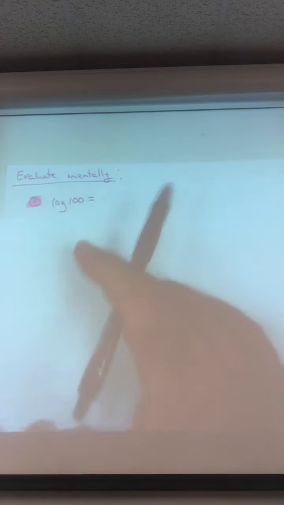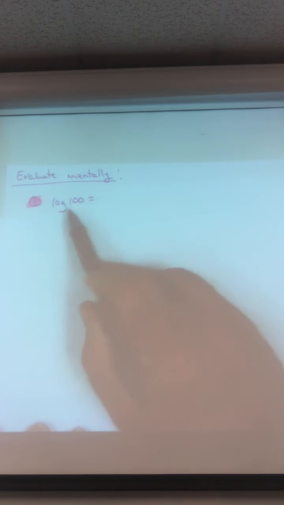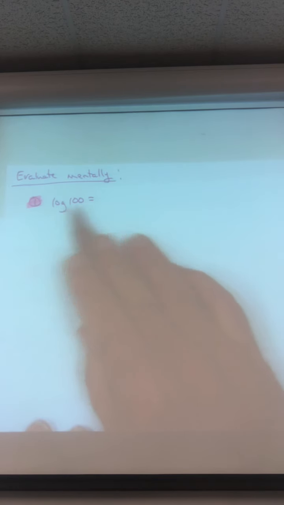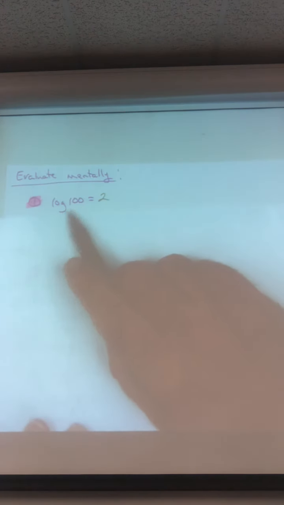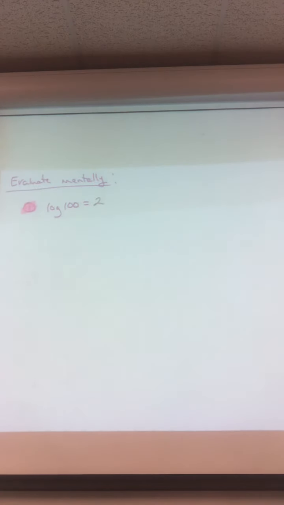All right, let's look at this one. The log of 100. What's the base understood to be? Base 10. So here's what this is asking. Remember, with a logarithm, your answer is an exponent. What would the exponent on 10 have to be to get 100? In other words, 10 to what power is 100? Well, of course, that'd be 2. So the log of 100, base 10, is 2. All right?